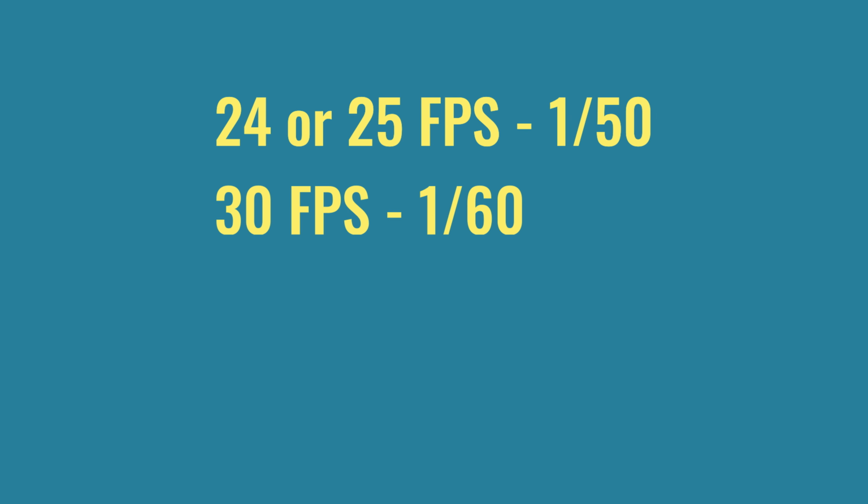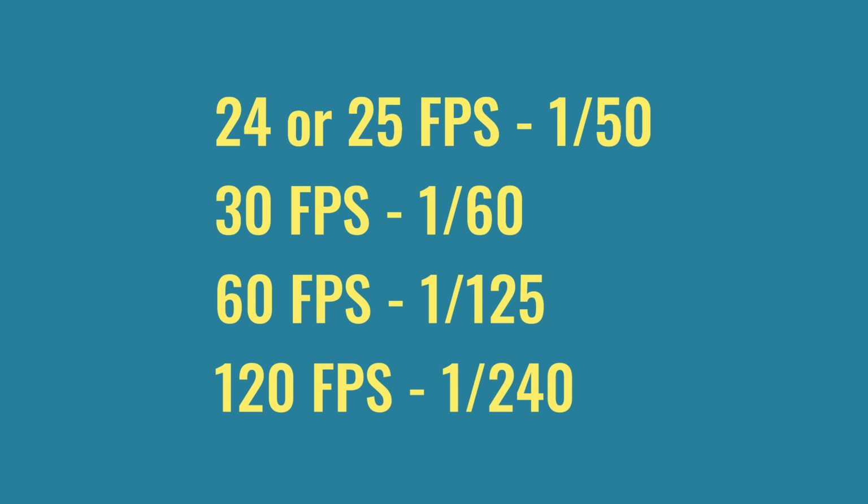This is actually very simple. The only thing you need to remember is double the frame rate. So for 24 or 25 frames per second, that means 1/50th of a second. For 30 frames per second, it's 1/60th of a second, and so on.